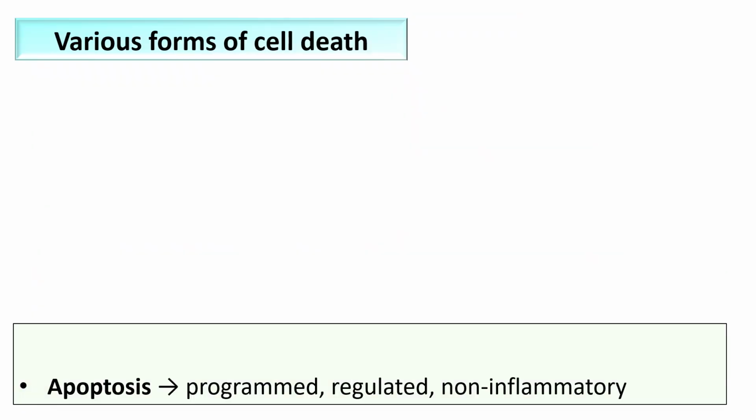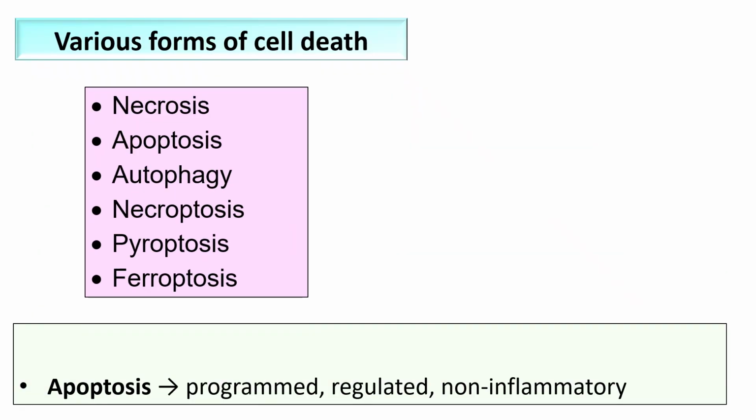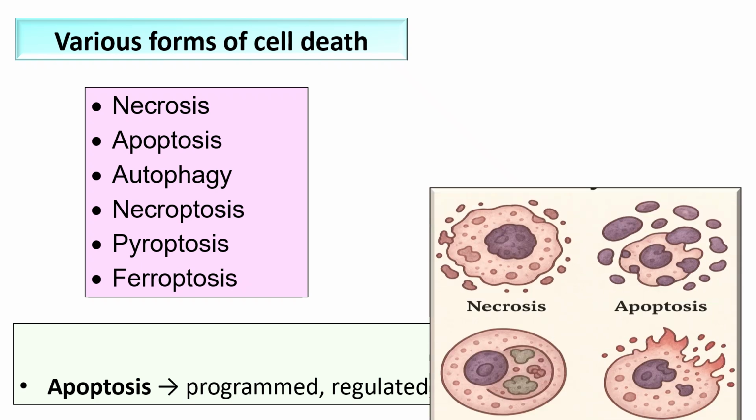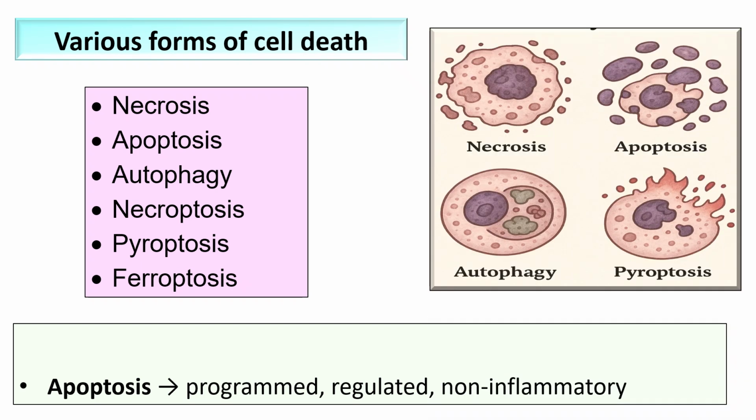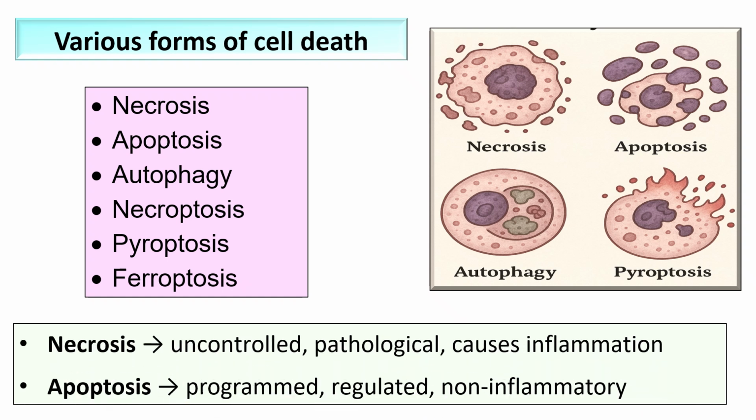Coming to various forms of cell death. There are various forms of cell death like necrosis, apoptosis, autophagy, and necroptosis, pyroptosis, ferroptosis. All these three are newer forms of cell death. Here you can see the diagrams of necrosis, apoptosis, autophagy, and pyroptosis. I have made a separate video on autophagy. If you want to have a look at that, you can go to my videos on autophagy.